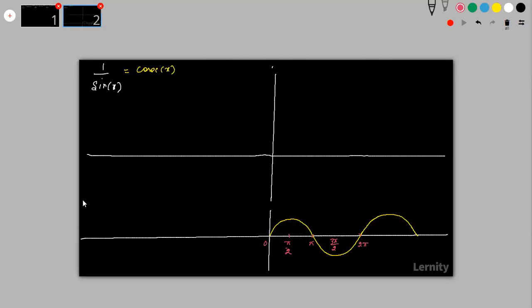So what is happening now? I know that at 0, pi and 2 pi, 1 by sin x, that is cosec x, will be not defined. For 0, pi and 2 pi it will be undefined, right? So we will first look at the values where it is clearly defined. So this is 0, this is pi by 2, this is pi, this is 3 pi by 2.